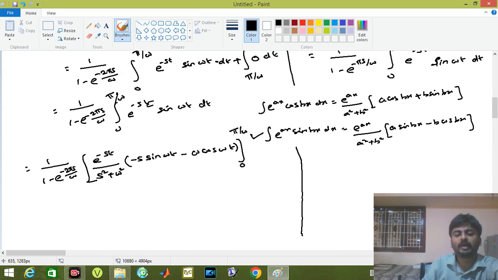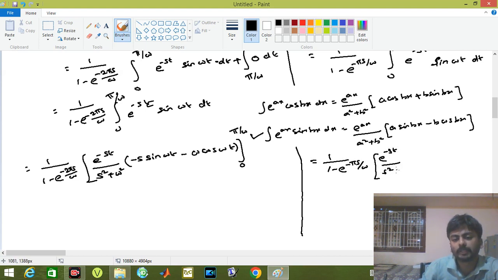In the same way we will have here also: 1 by 1 minus e power of minus pi s by omega into e power of minus st divided by s square plus omega square, into minus s sine omega t minus omega cos omega t. The limits are 0 to pi by omega.